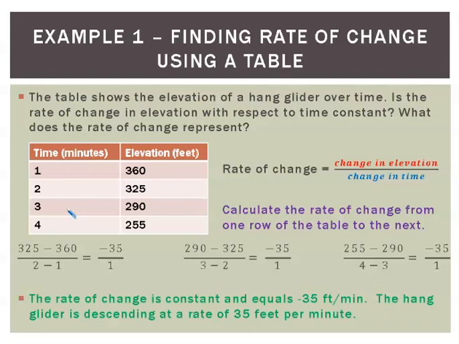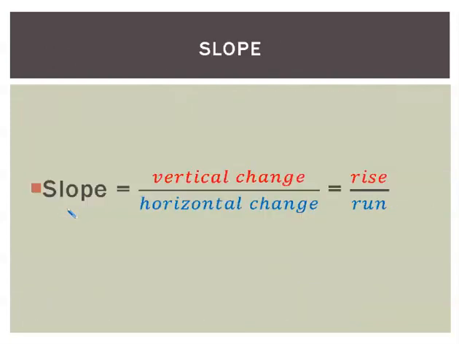So what that tells me is that our rate of change is constant and is equal to negative 35 feet per minute, or another way of saying that more in the context of our problem is that our hang glider is descending or going down at a rate of 35 feet per minute. Okay, good job. So now let's look at slope.